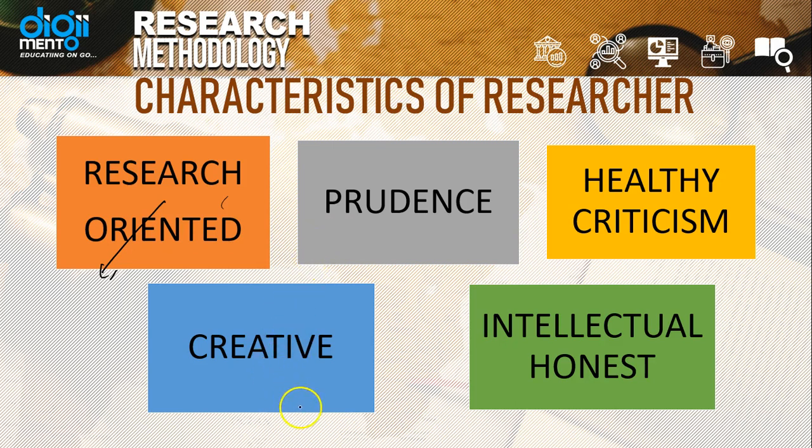Now the next one is creative. The resourceful investigator always creates new research, so you should be very creative. And the next one is intellectual honesty. An intellectual researcher should be very honest to collect and gather the data in order to arrive at the honest result. Okay, so these are some characteristics the researcher should have.